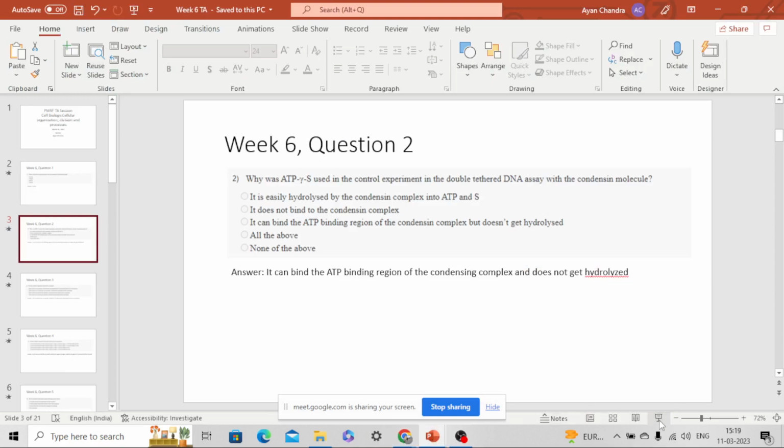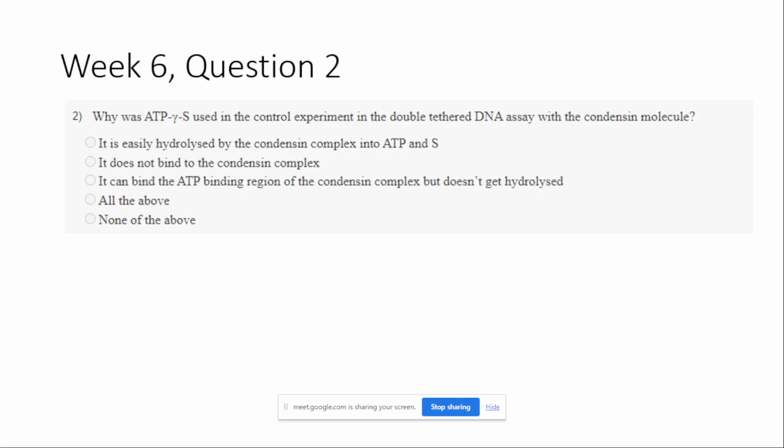Okay. So the question is, why was ATP gamma S, which is a derivative of ATP, used instead of ATP in the control experiment of the double tethered DNA assay with the condensin molecule? Here they wanted to check the loop extrusion activity of the condensin molecule, and the target was the double tethered DNA. They probed for the loop extrusion activity, and for that, they used ATP gamma S, which is a non-hydrolyzable ATP.